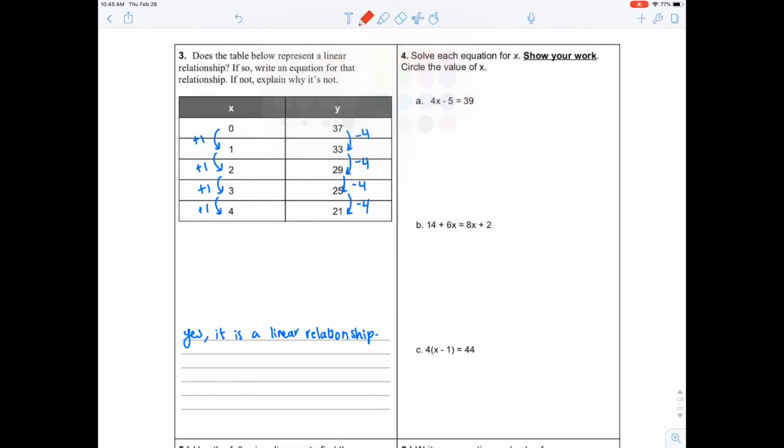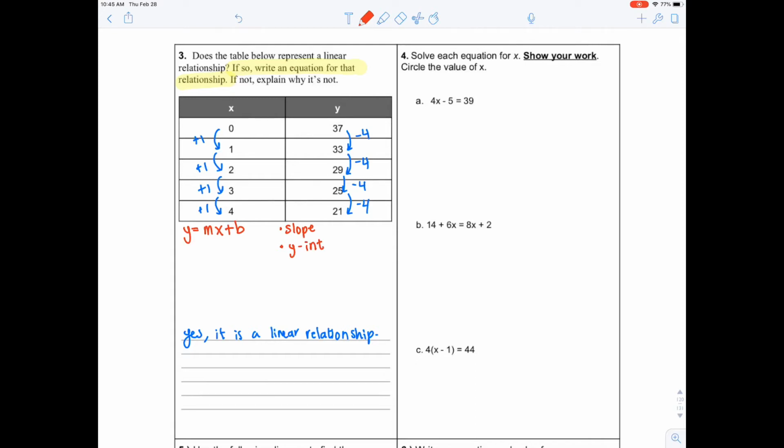Okay, the next part of the question is asking us, if so, write an equation for that relationship. This brings us back to lesson 4.2. Remember that linear equations are written most often like this: y equals mx plus b. You need to ask yourself, what are the 2 things that I need in order to write a linear equation? Those 2 things are my slope and my y-intercept.